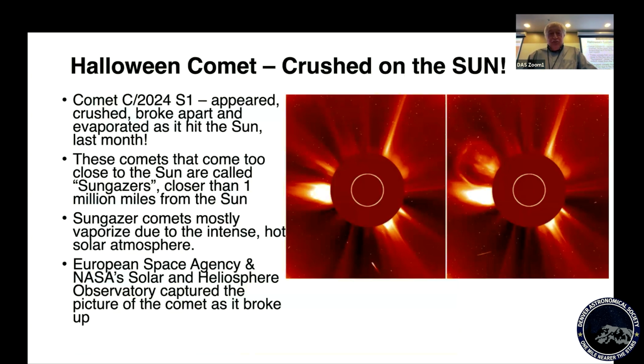I have one last chart on comets. This is a comet that happened to approach us last month, called the Halloween Comet. Interestingly, this crashed on the sun. It broke apart, evaporated, and hit the sun or the atmosphere of the sun. The reason for that is it was a type of comet called sungrazers. These are comets that approach within 1 million miles of the sun. So if you are that close, the sun captures you. The comet that I talked about was 30 million miles from the sun, so it survived. But this one didn't. The European Space Agency and NASA's mission called the Solar and Heliospheric Observatory captured these two images of how the comet hit the sun.